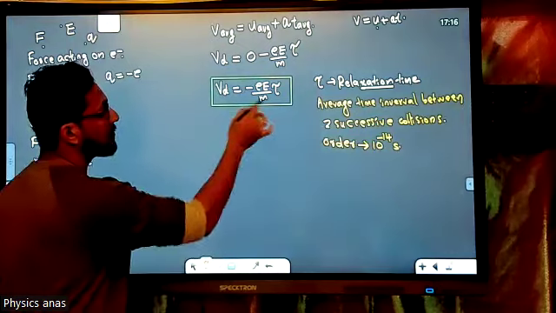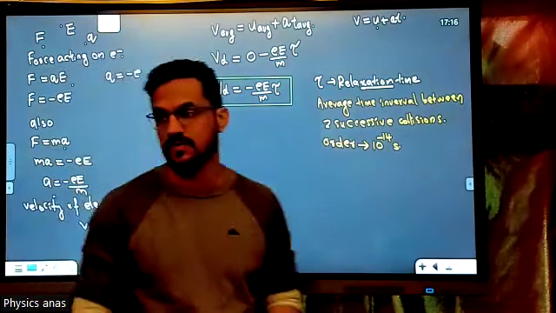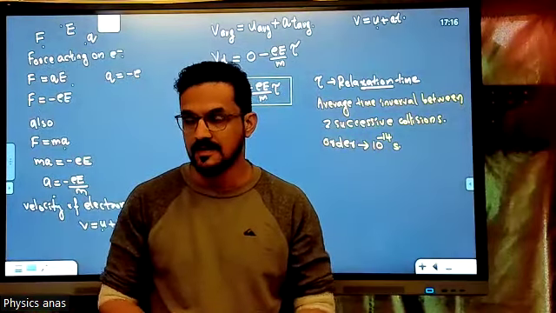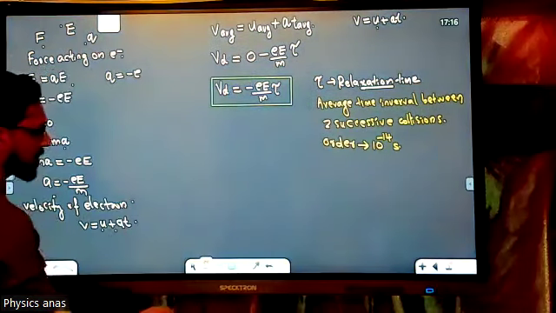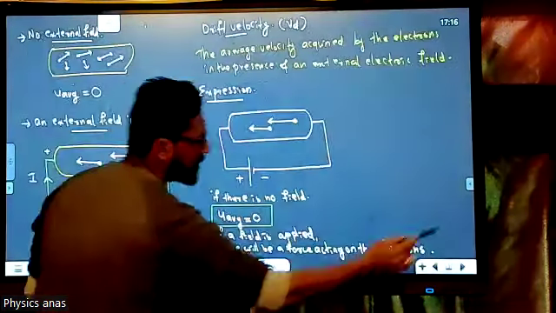Now you have the equation for drift velocity. This is the equation for drift velocity. Got it? This is the derivation of the equation for drift velocity. Complete this.